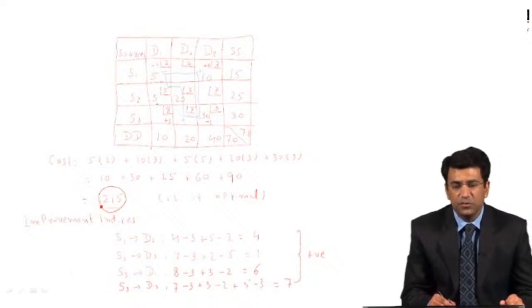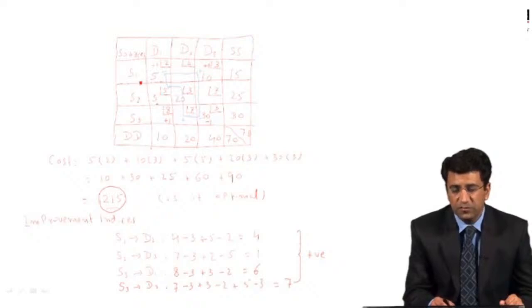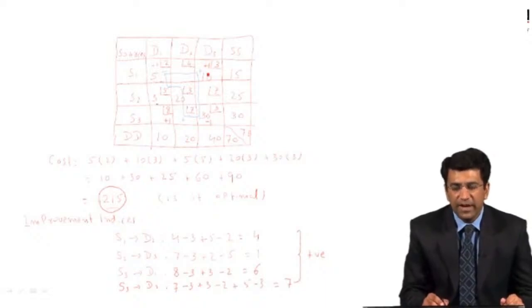And again, what will be the transportation plan? We can transport 5 units from S1 to D1, 10 units from S1 to D3, 5 units from S2 to D1, 20 units from S2 to D2, and 30 units from S3 to D3. So all of the demand will be fulfilled, and also our total cost will be minimized, and this will be the value of our total cost, that is 215.